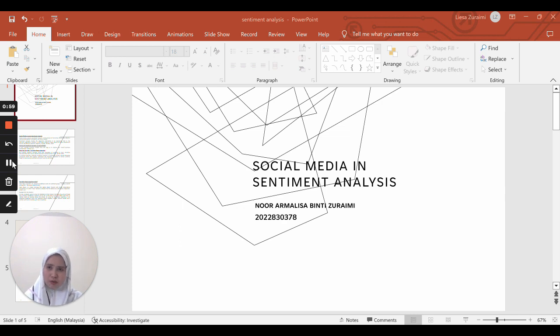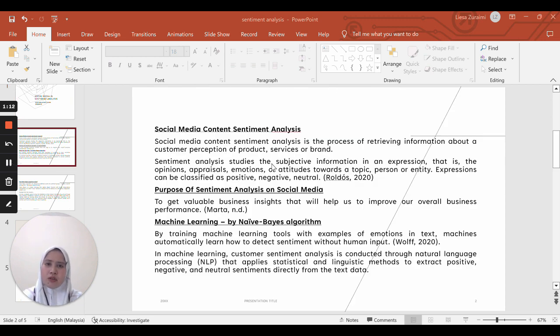In order to implement this performance measurement, social media content sentiment analysis for reputation management is one of the ways data science improves content marketing. Social media content sentiment analysis is the process of retrieving information about a customer's perception of a product, service or brand. Sentiment analysis studies the subjective information in an expression, that is the opinions, appraisals, emotions or attitudes towards a topic, person or entity. Expressions can be classified as positive, negative or neutral.